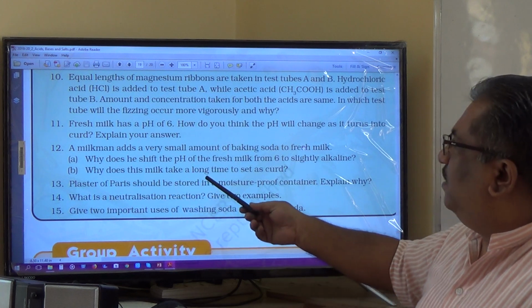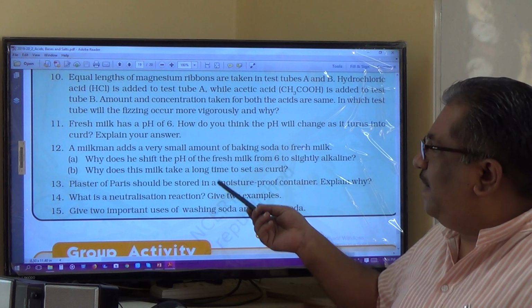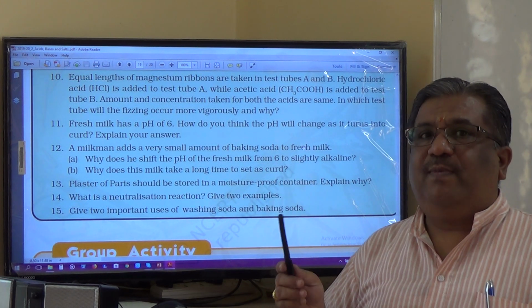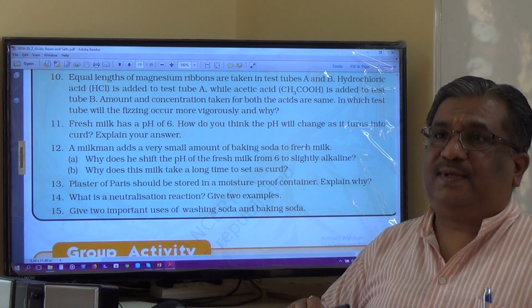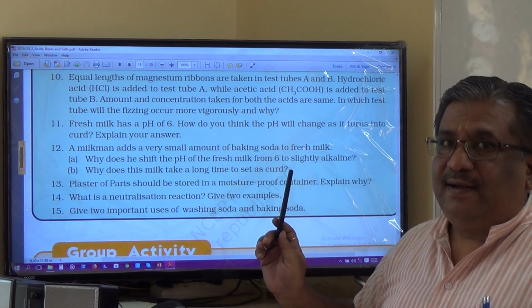Why does this milk take a long time to set as a curd? Because see, the enzymes present in the milk will be able to make the milk sour, but the action of the enzymes is not effective if the medium is alkaline. Are you able to understand?